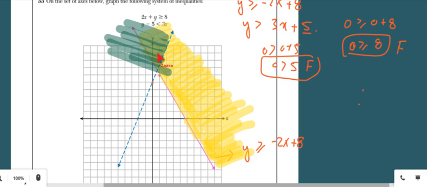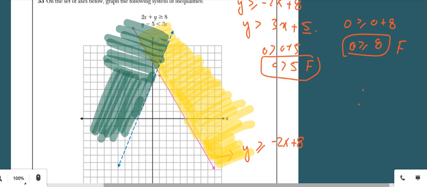It is not away from the origin. It is basically, so can you see this region is included in this one? Is it clear?